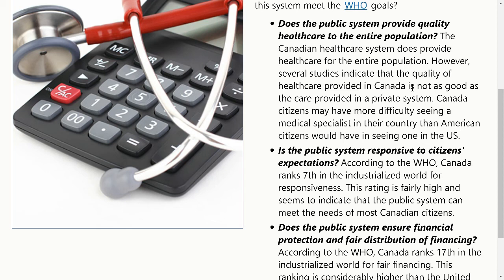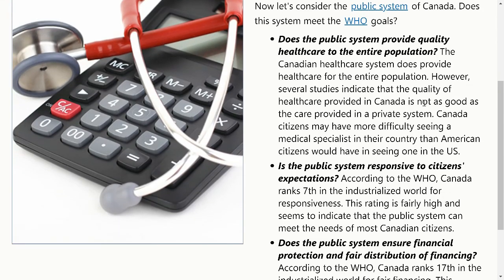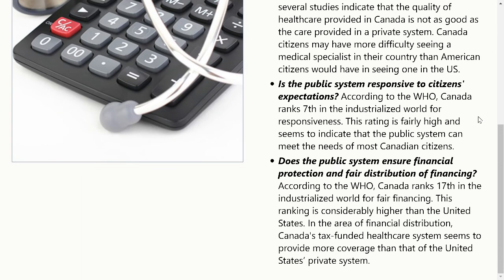Canada citizens may have more difficulty seeing a medical specialist in their country than American citizens would have in seeing one in the U.S. Is the public system responsive to citizens' expectations? According to the World Health Organization, Canada ranks 7th in the industrialized world for responsiveness. This rating is fairly high and seems to indicate that the public system can meet the needs of most Canadian citizens.